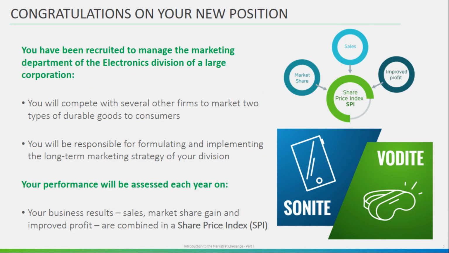So you and your team are in charge of marketing for this company. You make these electronic products. They're fictitious. One type of product is called a SONITE. Think of it kind of like a smartphone, and another type of product is called a VODITE. Think of it more like one of those virtual reality headset things. Okay, and so you'll be in charge of all marketing functions for your particular company.